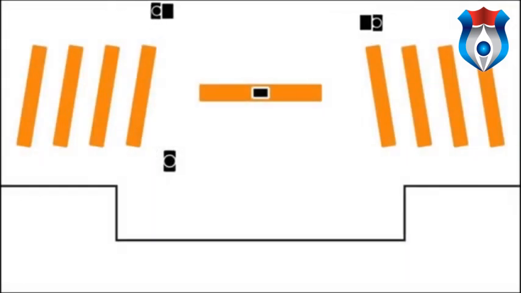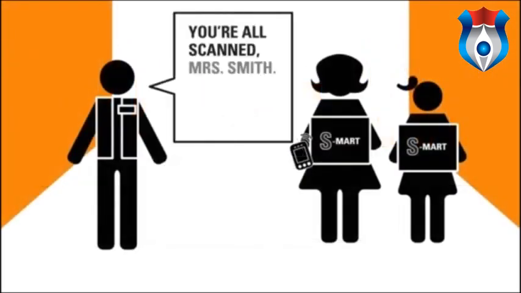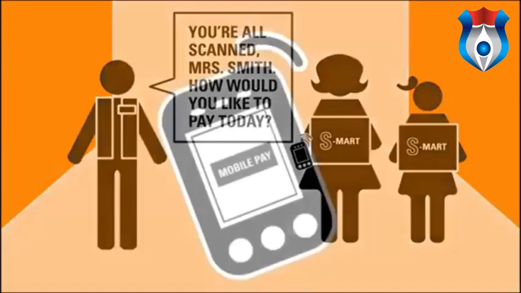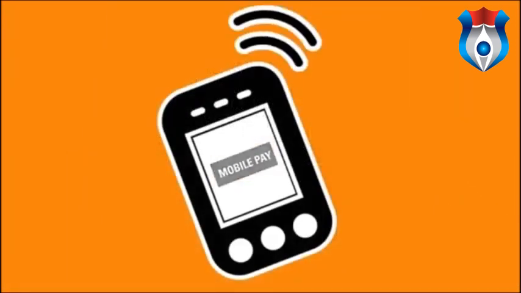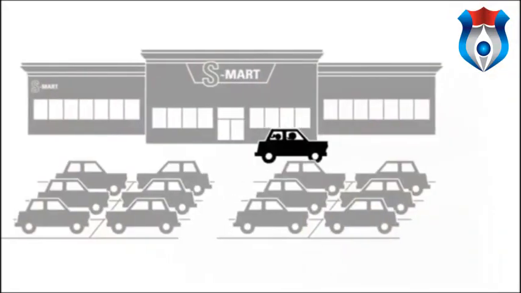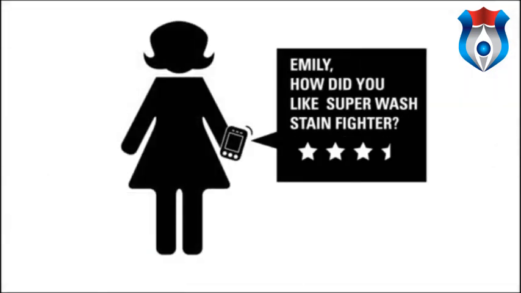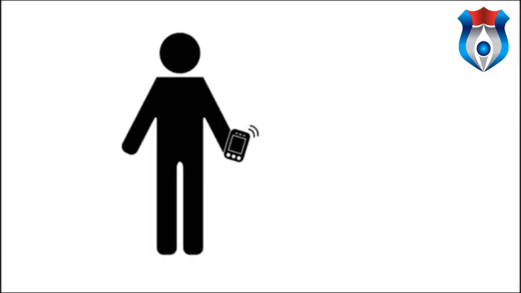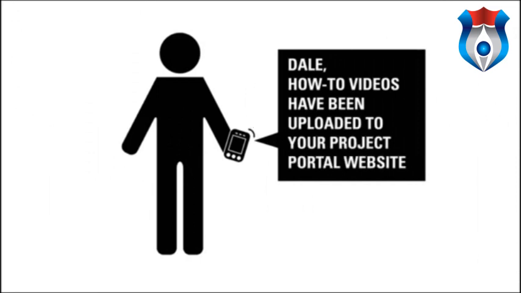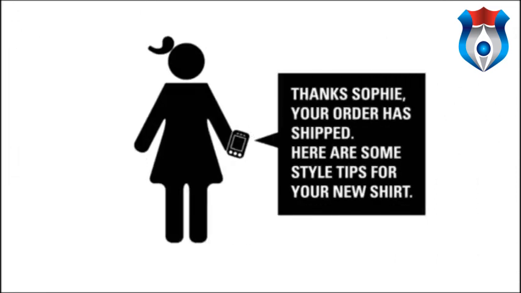Mom and Sophie link up at the checkout area, where they effortlessly pass through the payment area. Their items are identified and rung up in seconds, and Mom pays with her smartphone. What a great decision to stop on the way home. At home, Mom gets a follow-up message from S-Mart. Dad gets more info to help his technique, and Sophie gets a shipping confirmation.